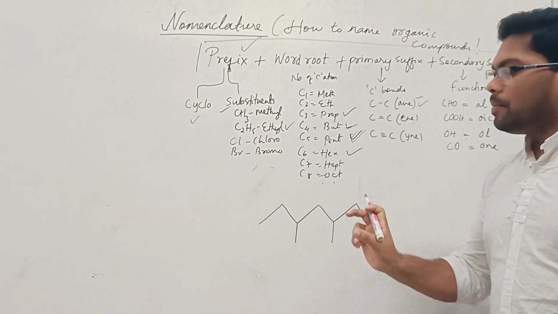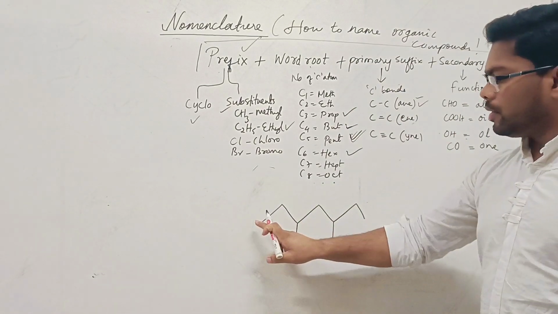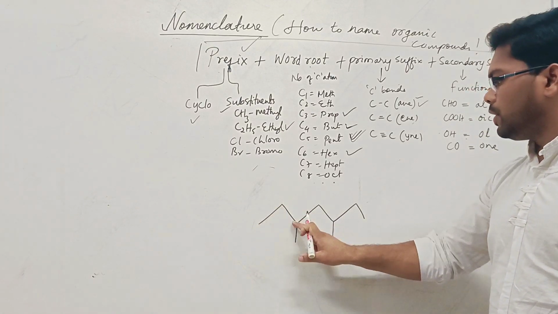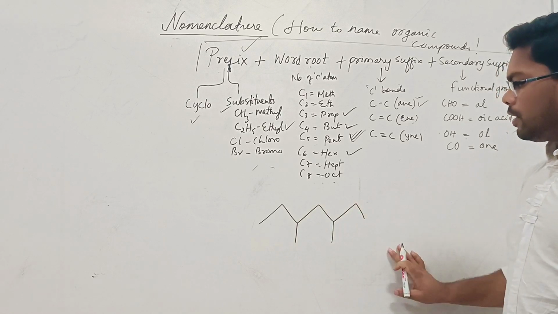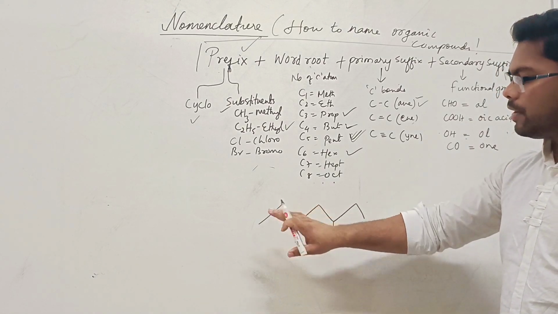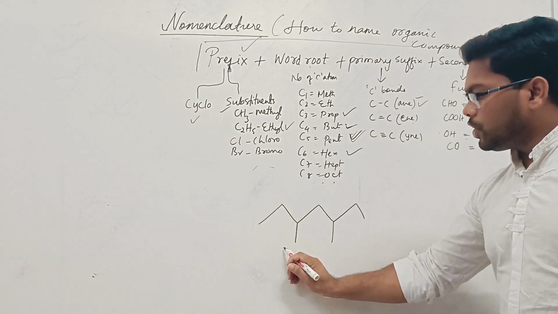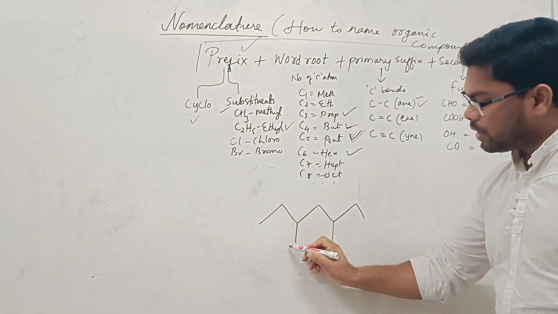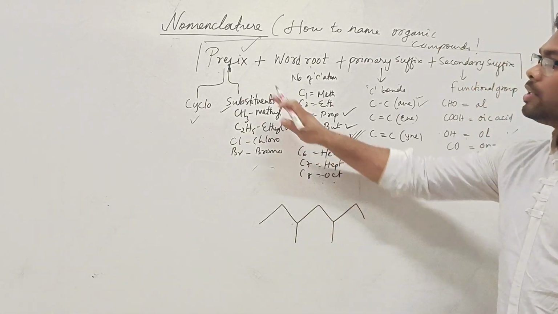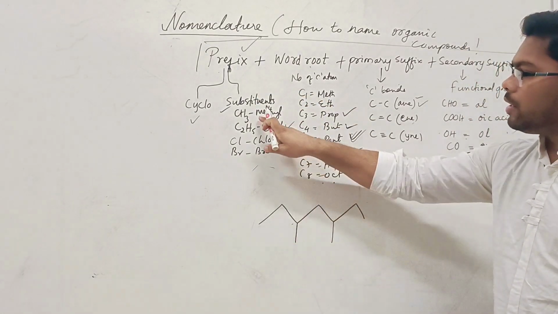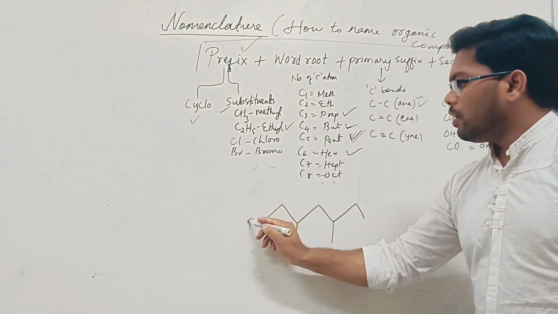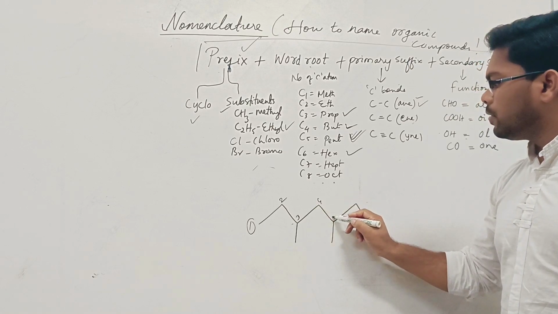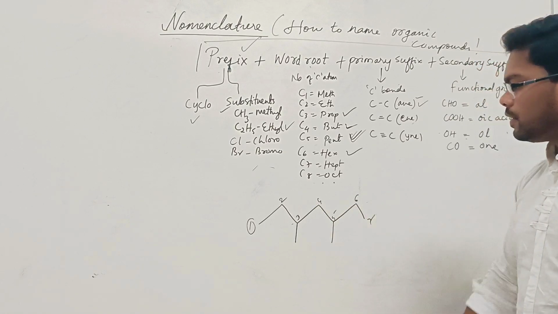So first we find the parent chain, the longest parent chain. If you go from this side, left to right, this is going to be the first carbon. 1, 2, 3, 4, 5, 6, 7. If you go this way, 1, 2, 3, 4, 5, 6, 7. This is the smaller chain, so we always prefer the long carbon chain as the parent chain. This will be a substituent, this also a substituent. So the prefix is going to be these two, methyl groups. This is a methyl group. Let me count from this side: first carbon, second carbon, third carbon, fourth carbon, fifth carbon, sixth carbon, and seventh carbon.